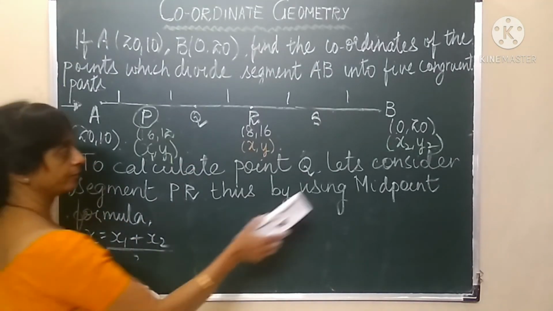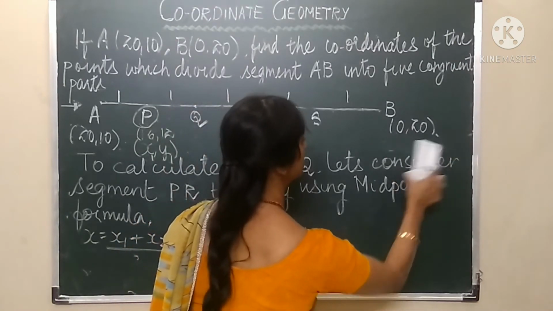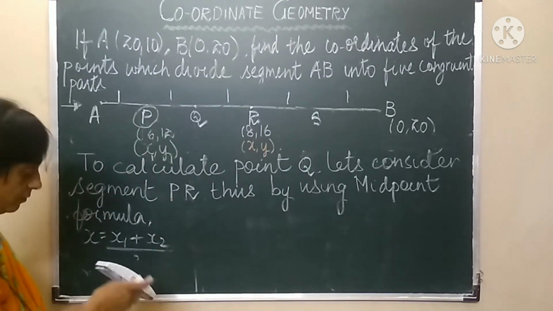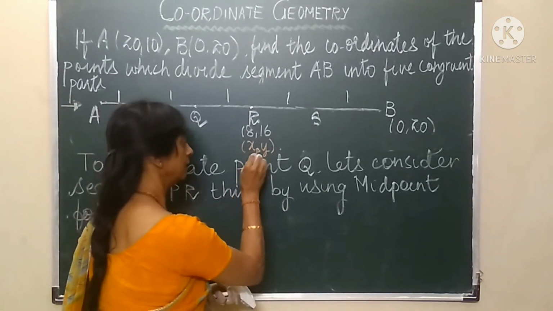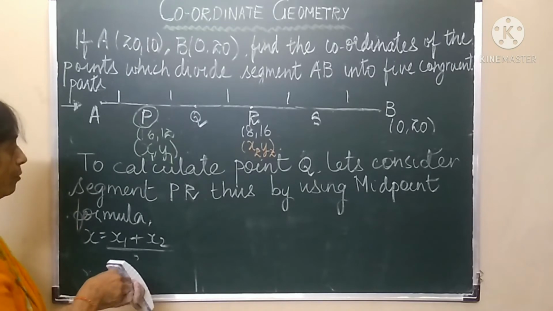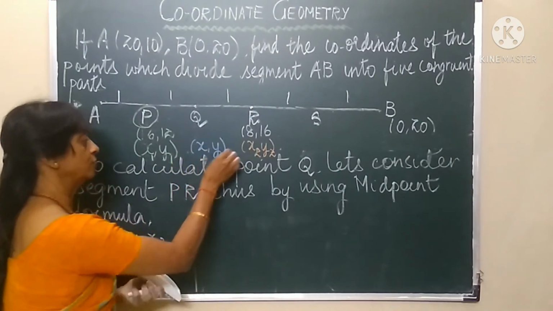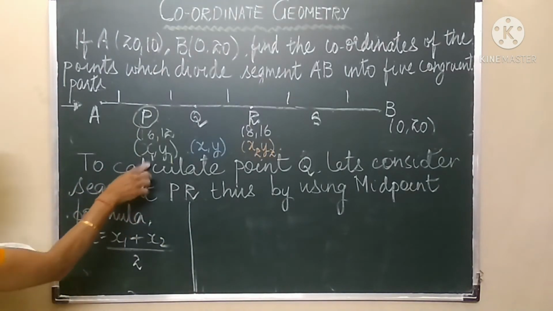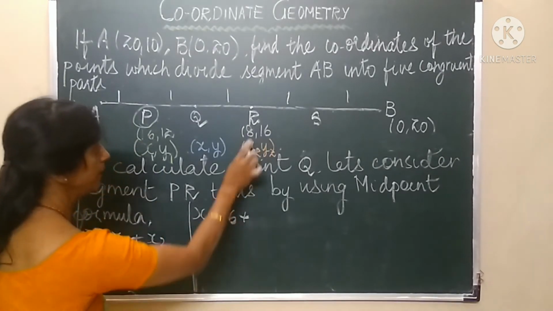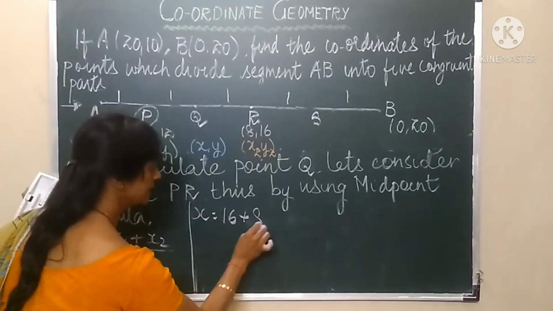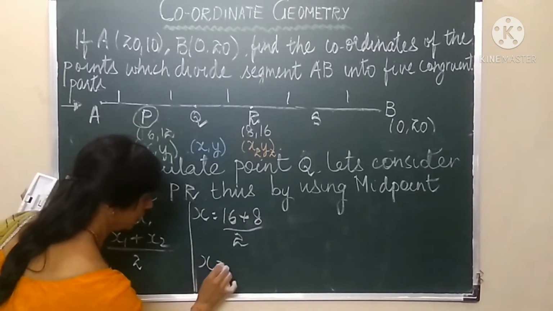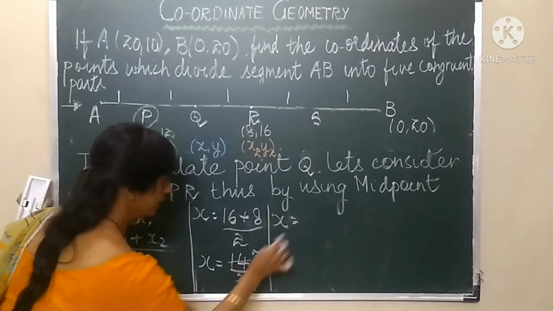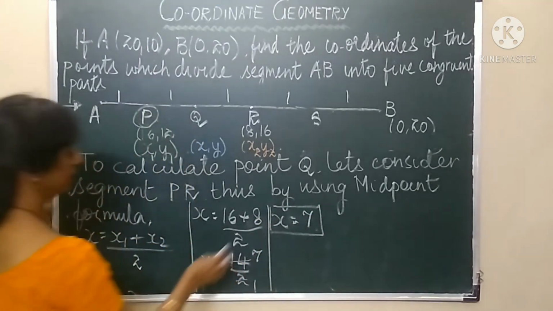But let's change our assigned values of coordinates. P remains x1, y1, but R can be assigned the value x2, y2, and point Q, that is the unknown, will be x, y for us to calculate. So again using the midpoint formula, x is equal to x1 plus x2 upon 2, that is x is equal to 16 plus x2, that is 8, upon 2.